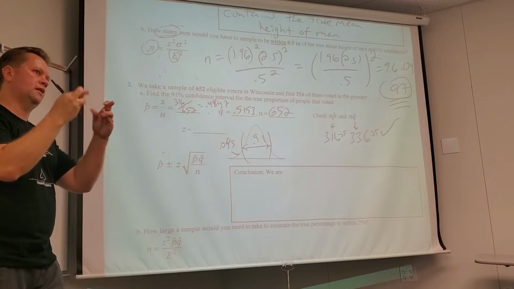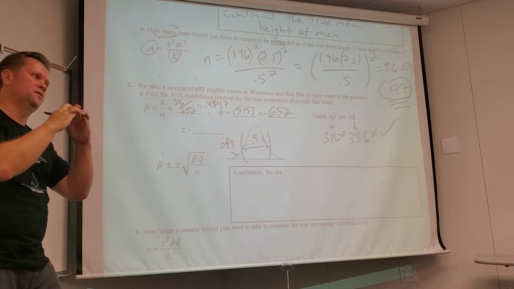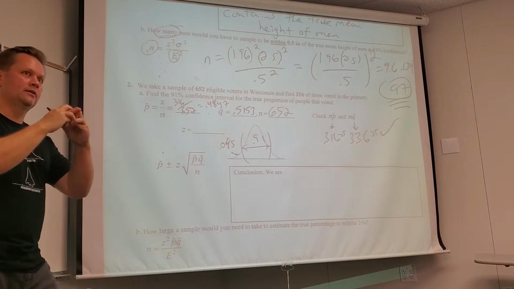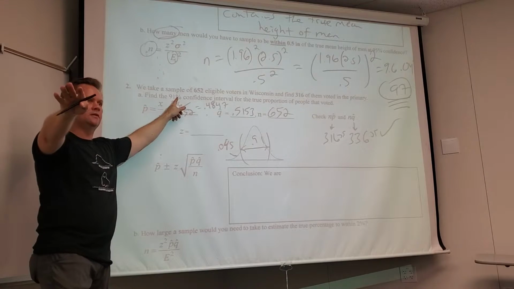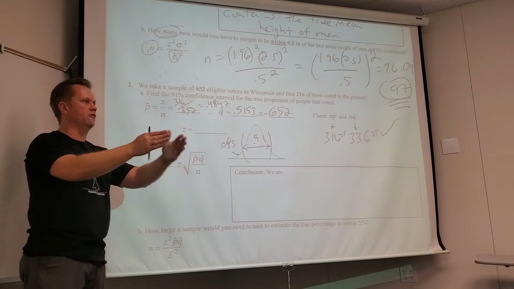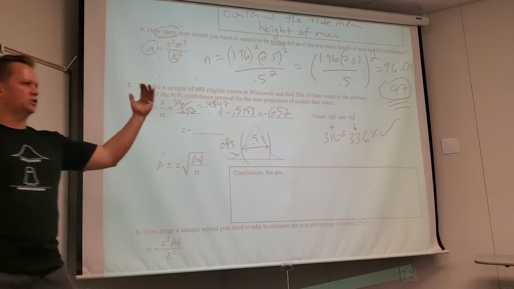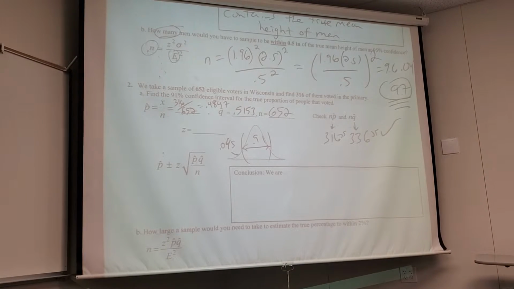So that kind of sucks. It does, and I'm sorry. Oh well, just got to deal with it. You got to remind yourself how confident you want to be. That's the only thing that ever gets you your Z-score. It tells you how far to go out to be that sure that you caught something.